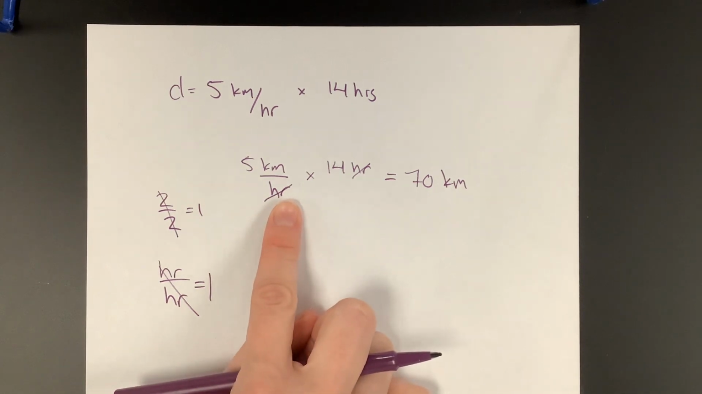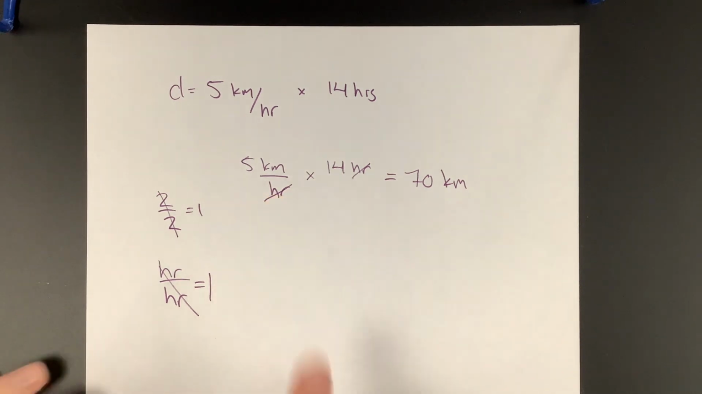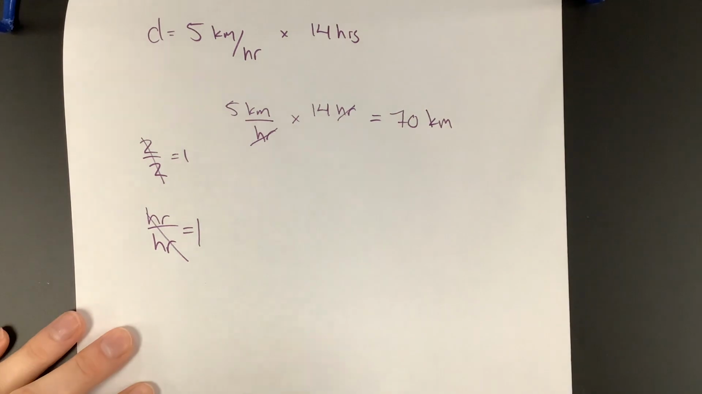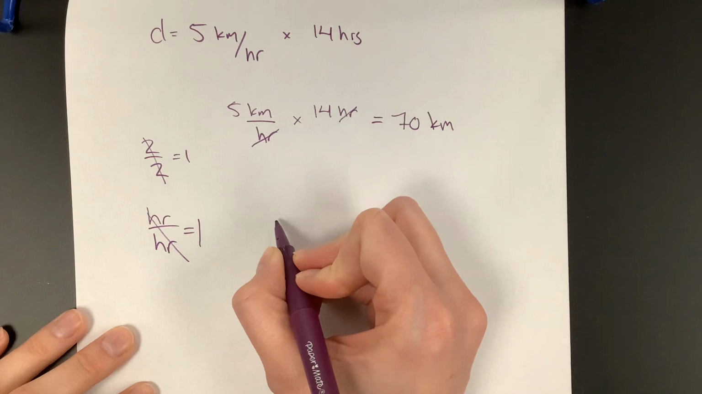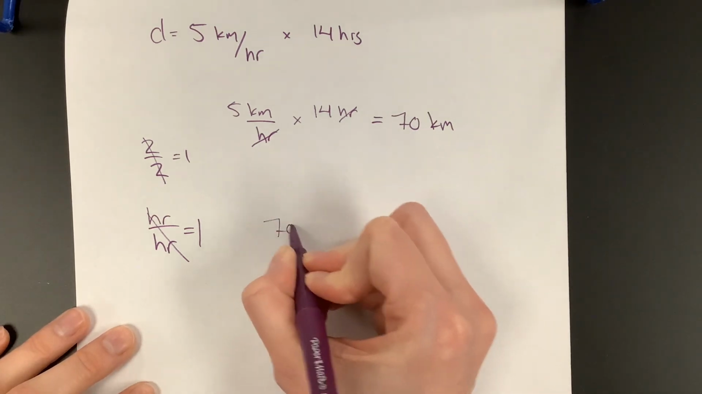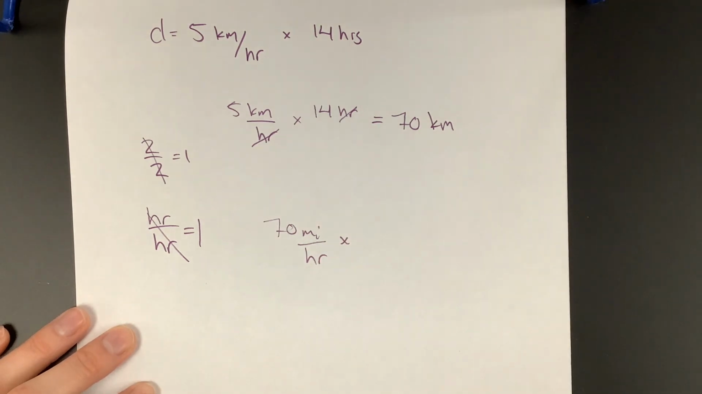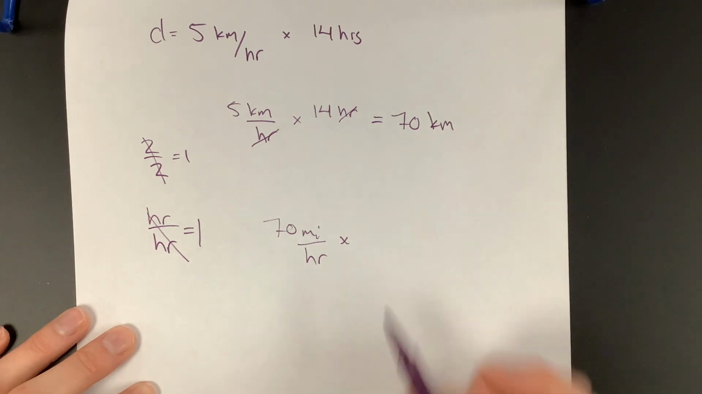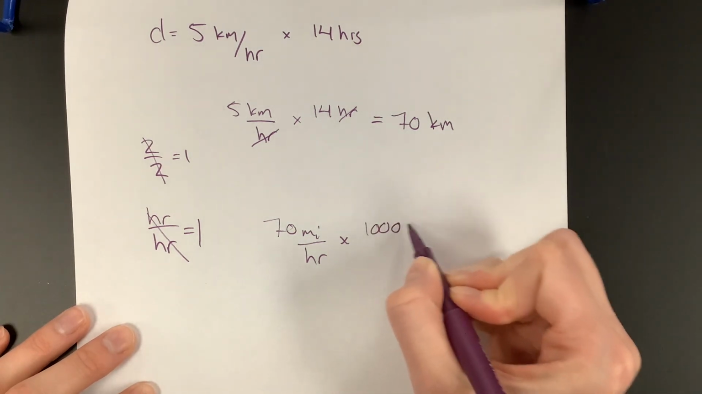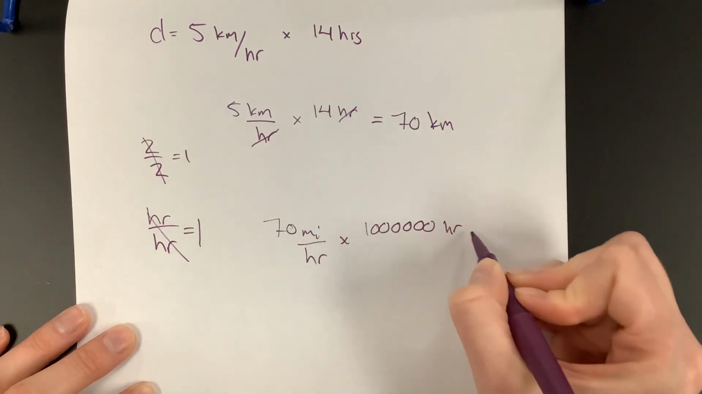Anything divided by itself is 1. It cancels. Hours divided by hours is 1. It cancels. What if we had something like this? Let's take different numbers. What if you were on the highway going 70 miles per hour for, how long? 1 million hours? Okay, 1 million hours.